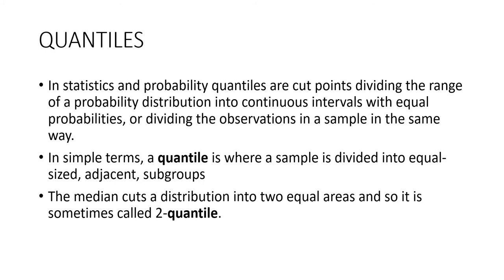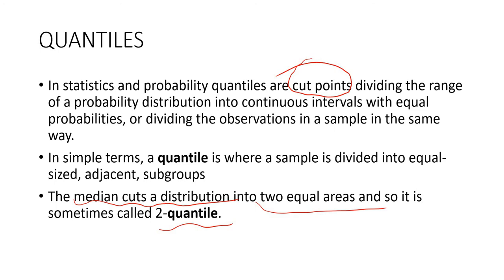Next is quantiles. In statistics and probability, quantiles are cut points dividing the range of a probability distribution into continuous intervals with equal probabilities. In simple terms, a quantile is the cut point which divides a sample into equal sizes. The median, for example, is a quantile. We call it the two-quantile because it divides the data set into two equal areas.